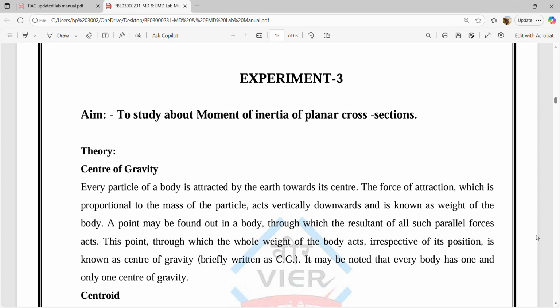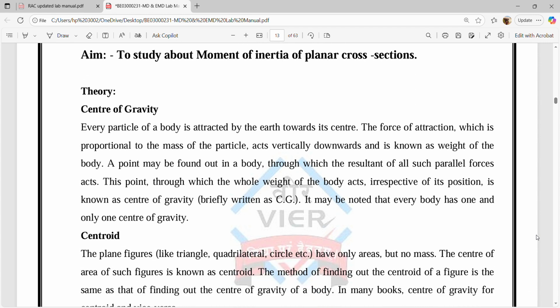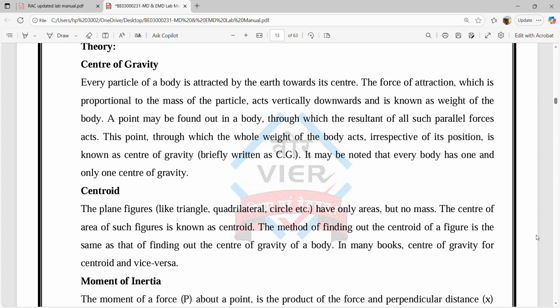It may be noted that every body has one and only one center of gravity. Now centroid. The plane figures like triangle, quadrilateral, circle, etc. have only areas but no mass. The center of area of such figures is known as centroid. The method of finding out the centroid of a figure is the same as that of finding out the center of gravity of a body. In many books, center of gravity for centroid is used and vice versa.